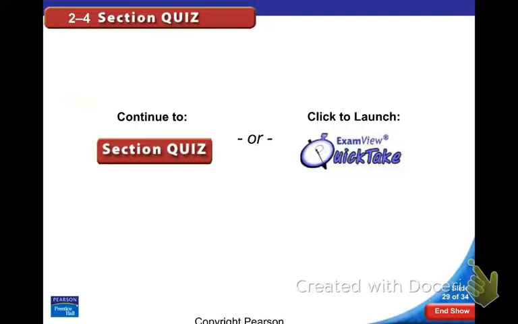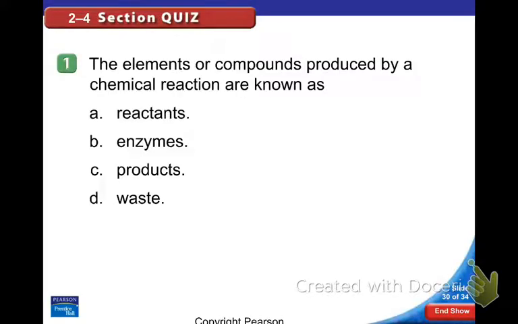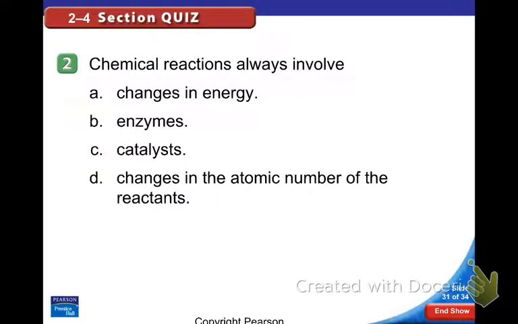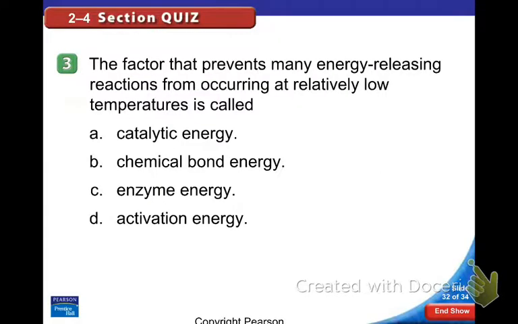So let's do this really quickly. The elements or compounds produced by a chemical reaction are known as, here the key is produced. So the answer is products. Products are produced. Chemical reactions always involve changes in energy. The factor that prevents many energy-releasing reactions from occurring at relatively low temperatures is called activation energy.